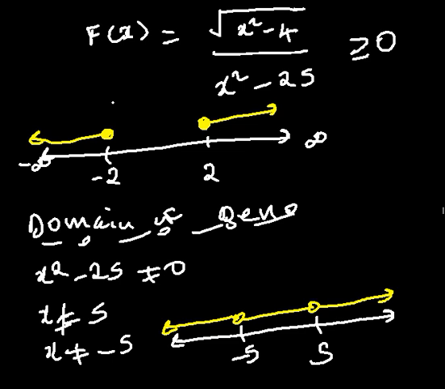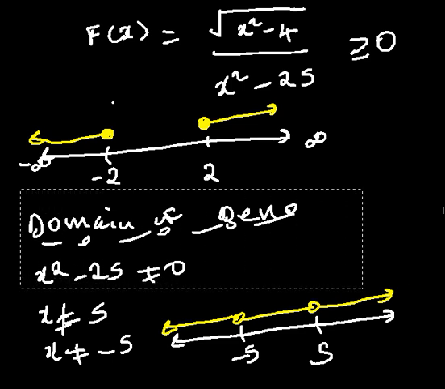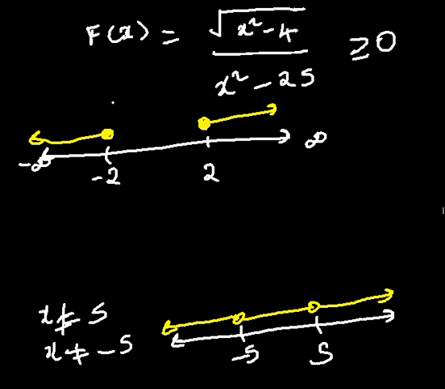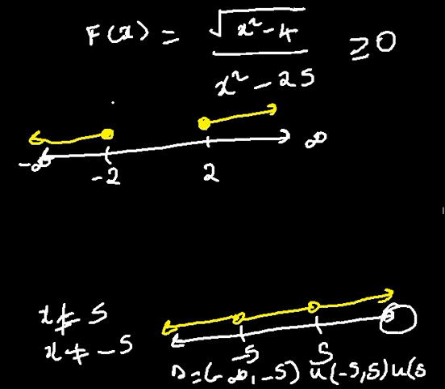Then we should have what we get as the grand number line, the number line that will incorporate the domain of the numerator as well as the denominator. At the end of the day, the domain of the denominator will be negative infinity to negative 5, not part of the interval, union negative 5 to positive 5, not part of the interval, union positive 5 to positive infinity. That will be the domain of the denominator.